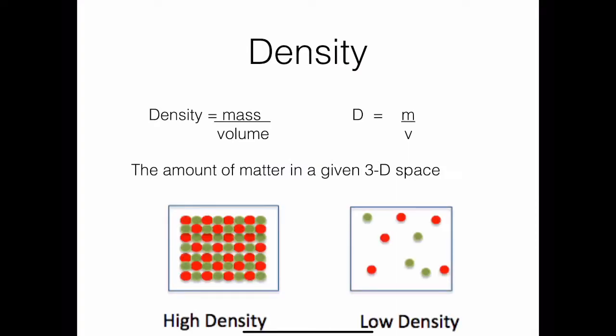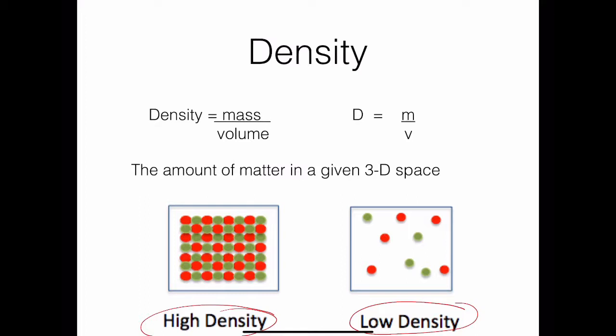So if we're looking at a picture, how to visually represent density, the picture on the left is looking at an object with high density. It has a lot of matter in a comparable three-dimensional space. We can see on the right, we have the same amount of three-dimensional space. However, we have fewer particles there. So this sample is less dense or low density compared to the high density sample. These are relative terms. So if we're just looking at one of these, there's no way for us to know if the density is high or low. We have to be able to compare it to something else.